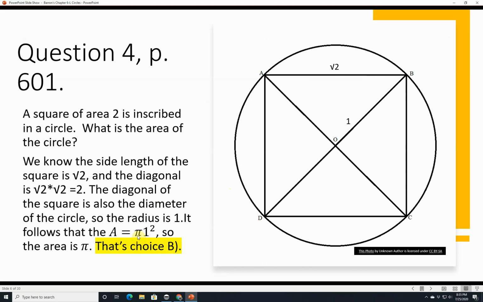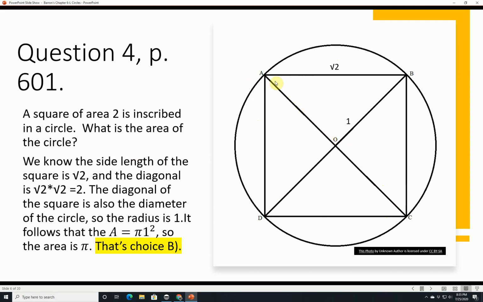Question 4, page 601. A square of area 2 is inscribed in a circle. What is the area of the circle? Well, we know the side length of the square is root 2 from the previous problem, right? So then we know the diagonal is going to be root 2 times the square root of 2, because a square can be split into two 45-45-90 triangles, and the side ratios are going to be 1, 1, and the diagonal is root 2. So if the side length is square root of 2, then the diagonal is square root of 2 times the square root of 2, which is just 2.